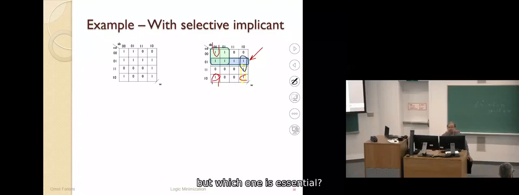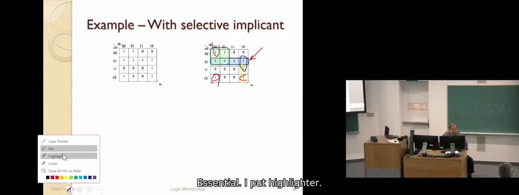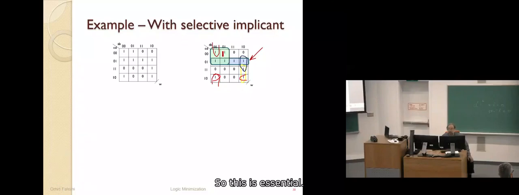But which one is essential? So let's find the essential ones. Essential, I put highlighter there. So this is essential. This is one which is not covered by any other implicant other than the green one. And this is also a one which is only covered by the horizontal, I guess, blue one. What else do we have? This is not essential because it has been covered by 2 implicants.